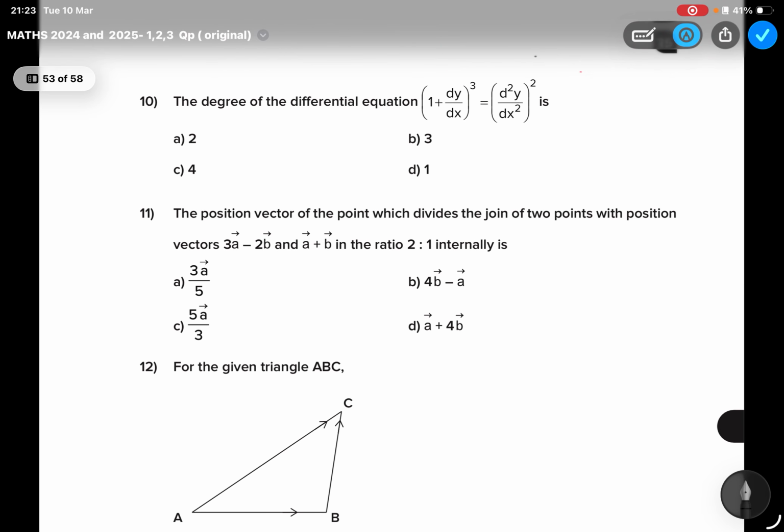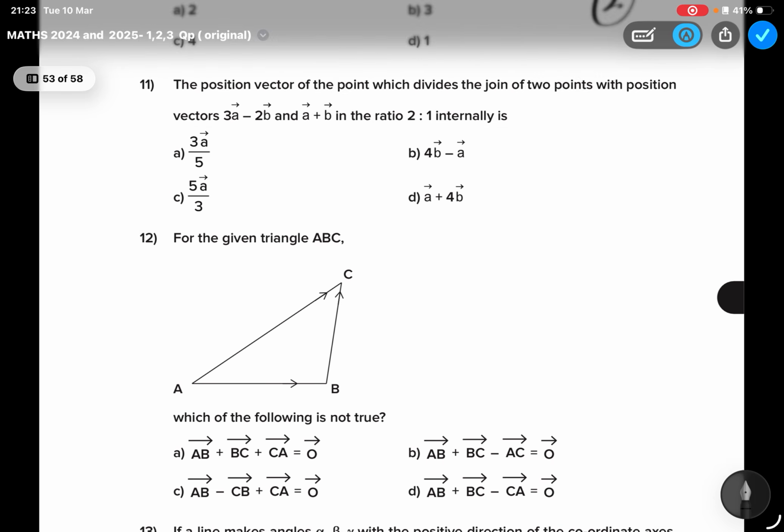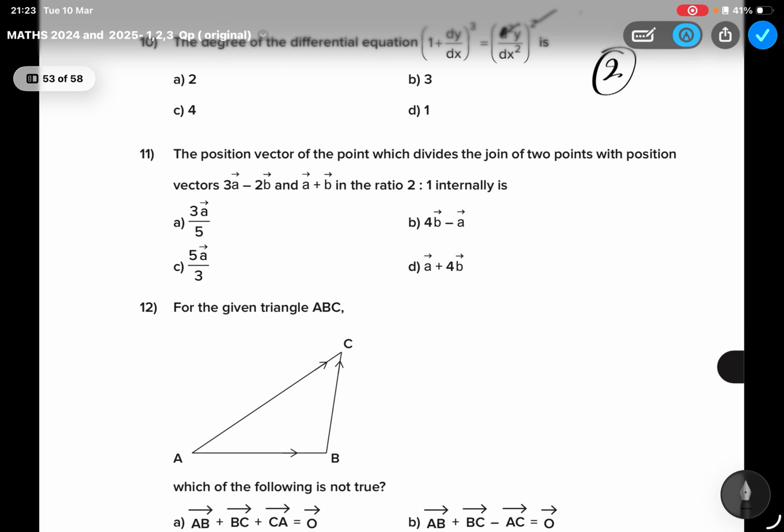The degree of the differential equation, very simple, degree. So you have to take that to this side, and d square is there, right? D square, this is the highest order, and you will get this is 2. The degree will be 2 itself, and this is the repeated question.